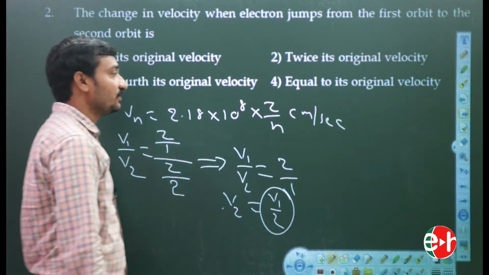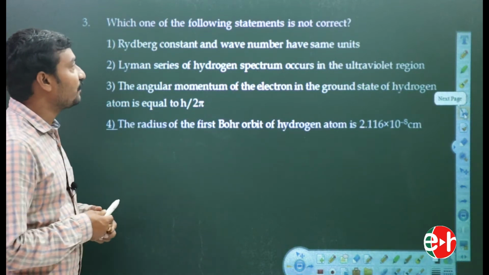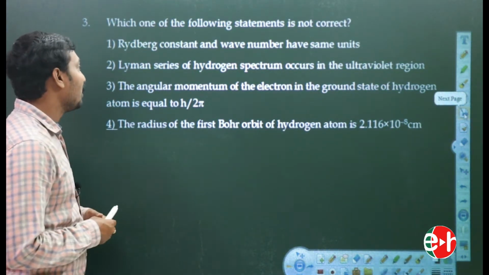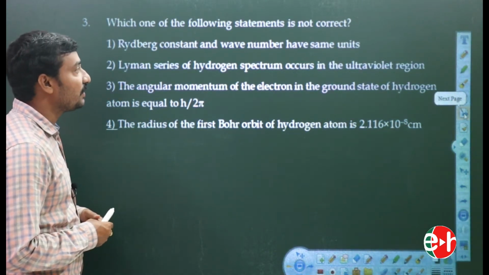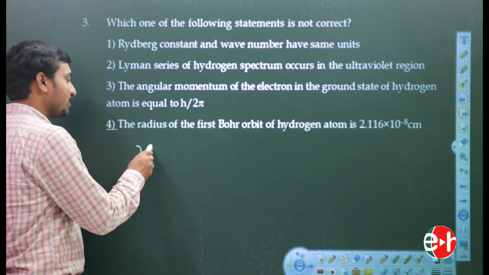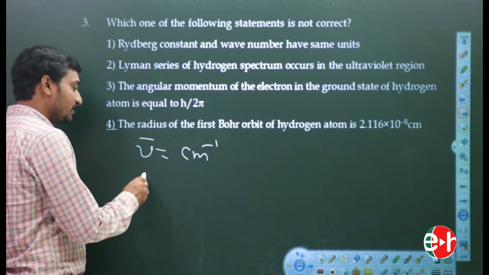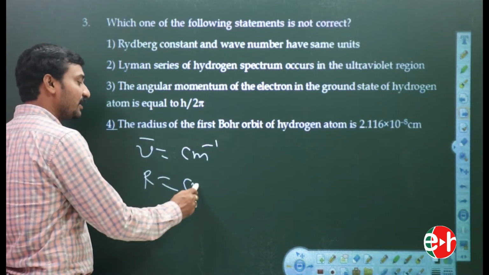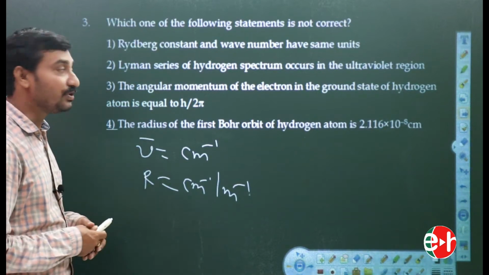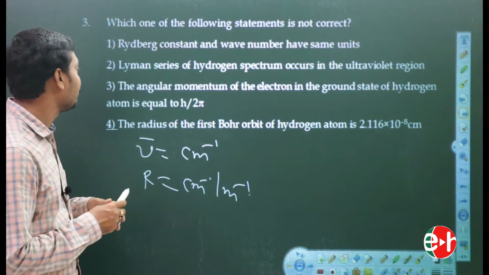Okay, next one. See this: which one of the following statements is not correct? First one, Rydberg constant and wave number have the same units. Wave number nu bar has units centimeter inverse or meter inverse. Rydberg constant R is again centimeter inverse or meter inverse. So both have the same units. So the first statement is correct, but we are asked for the wrong statement.